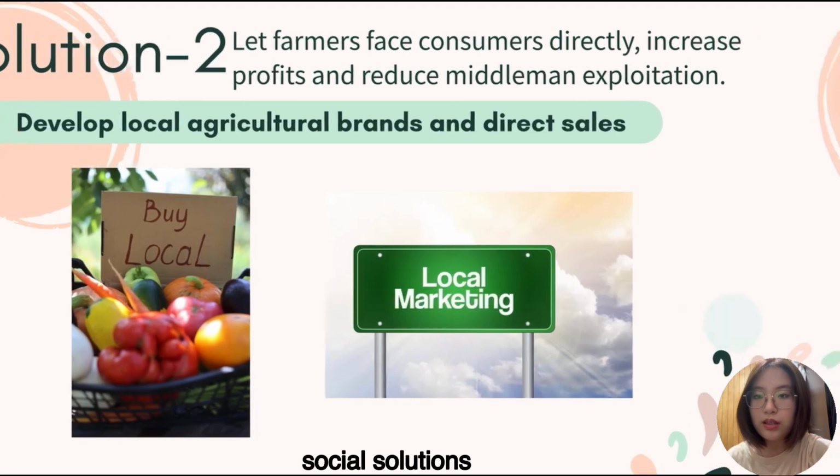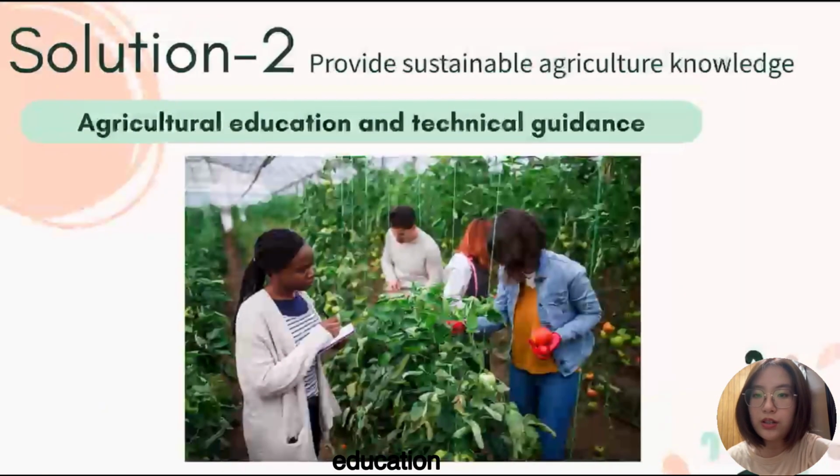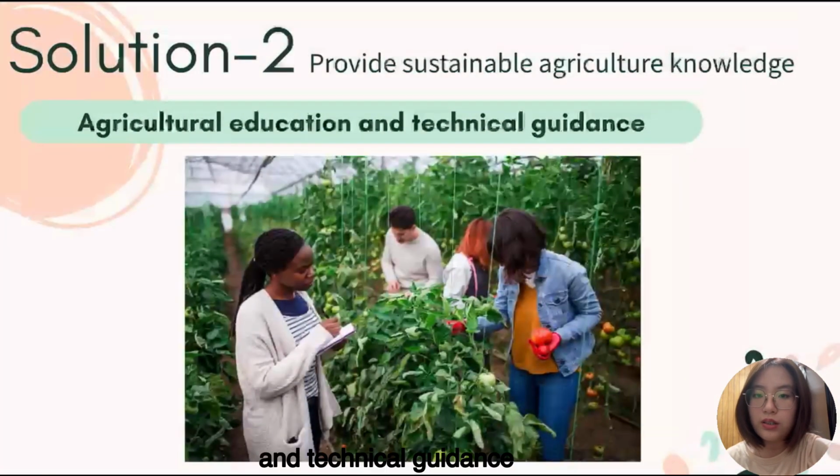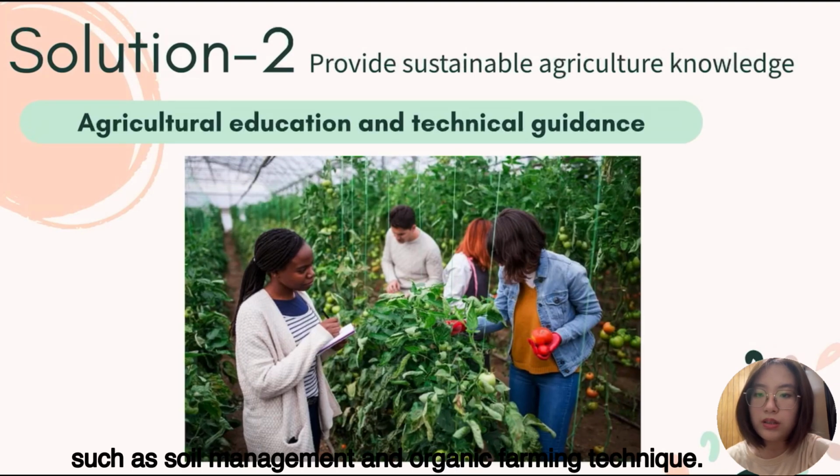Social solution: agriculture education and technical guidance, providing farmers with knowledge on sustainable agriculture, such as soil management and organic farming technique.